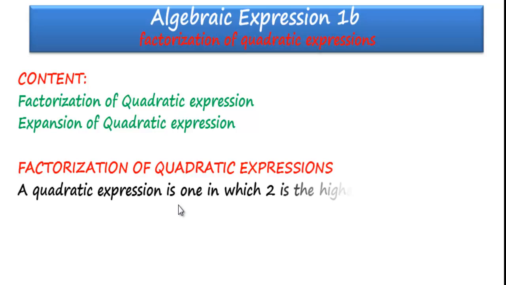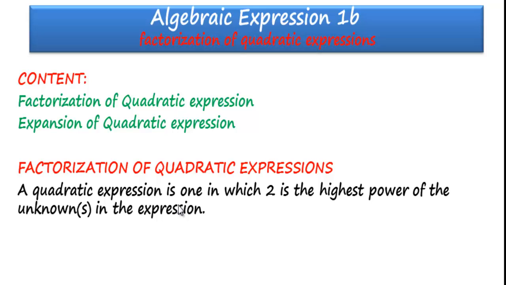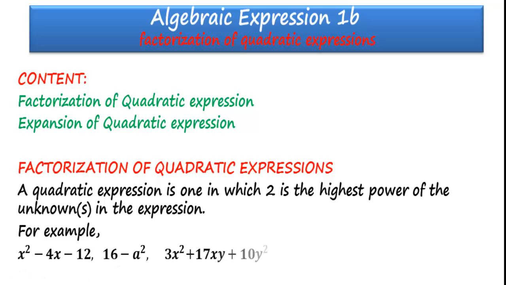A quadratic expression is one in which 2 is the highest power of the unknowns in the expression. Now, this is what we are talking about, the power of any expression that is not more than 2. For example, when you have an equation like this one, when you see the highest power, all this one is raised to power 1, so that means if you have raised to power 2, that equation will be quadratic.